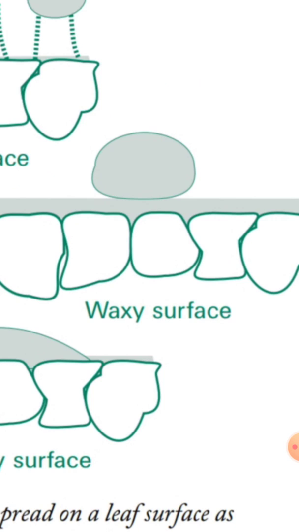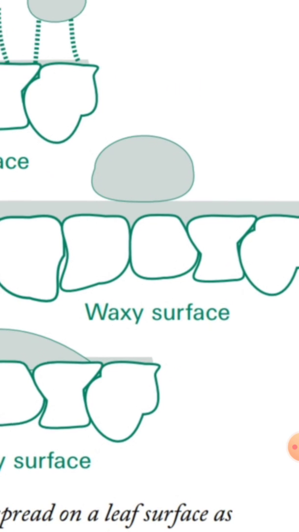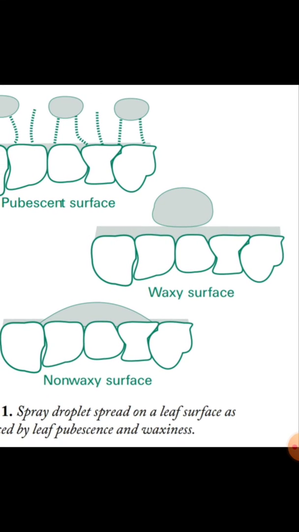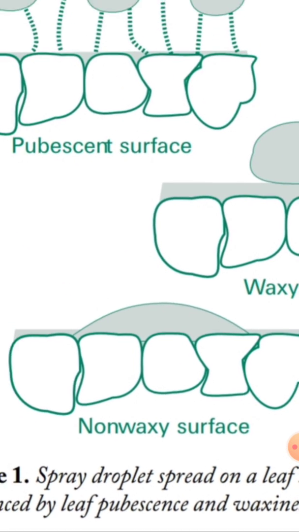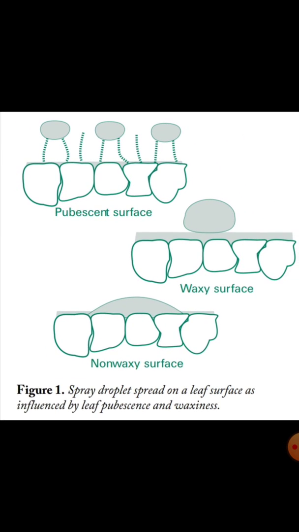But if the leaf surface is waxy, as you can see in the second diagram, it doesn't allow the droplet to stay over it or be absorbed by the leaf. It just runs off the surface of the leaf and does not get absorbed. So spraying herbicide is very ineffective if the leaf surface is very waxy. If it is a non-waxy surface, then as you can see in the diagram, it can easily get absorbed over the surface of the leaf.